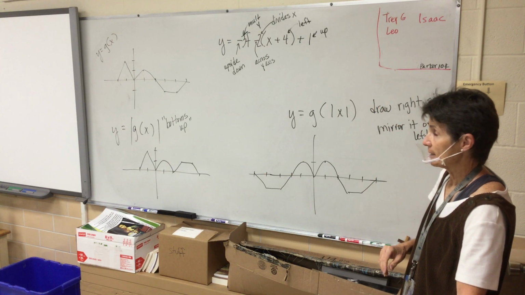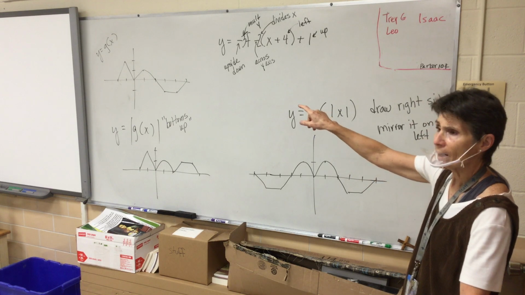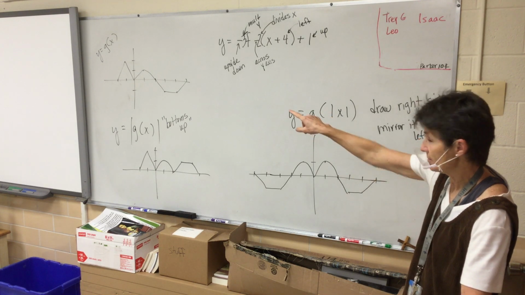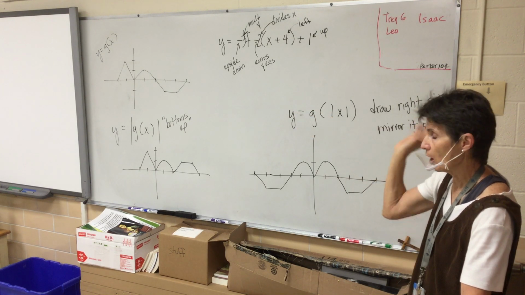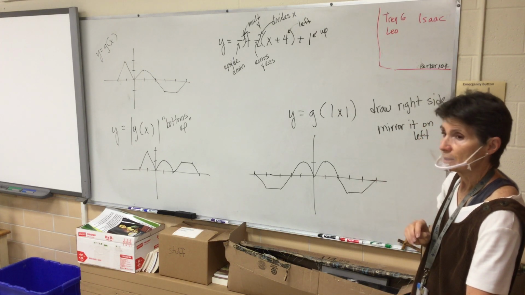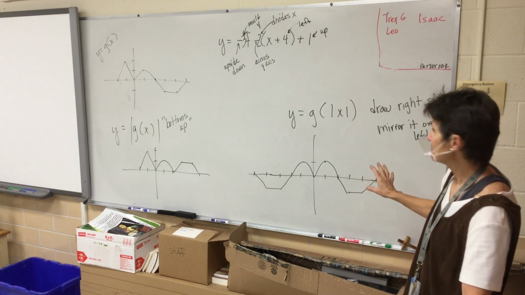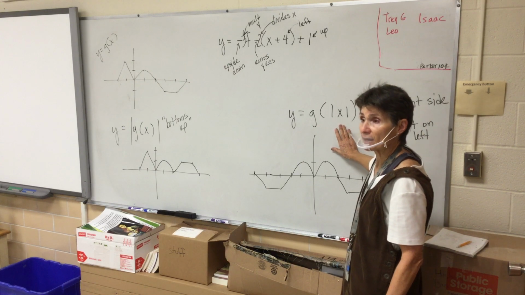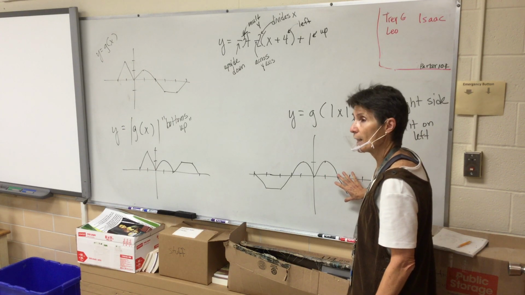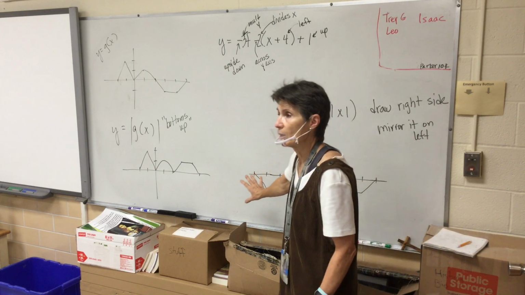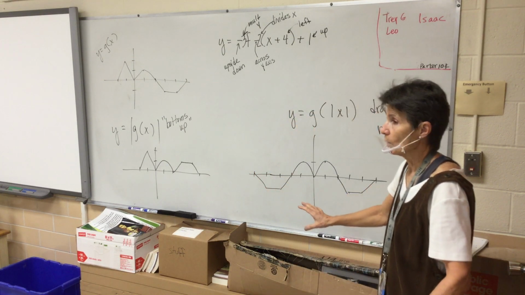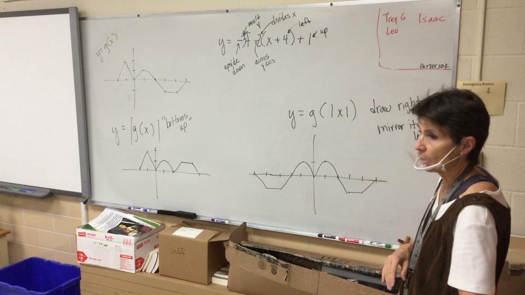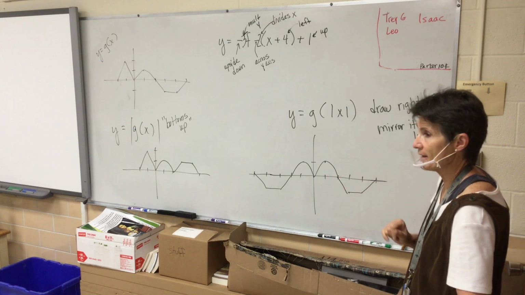Now you might be thinking, well, wait a minute, Mrs. Ford, what happened to the triangle in the original picture? Gone. To get the absolute value of just X, we draw the right and mirror it onto the left. Whatever was on the left is gone, replaced by that.